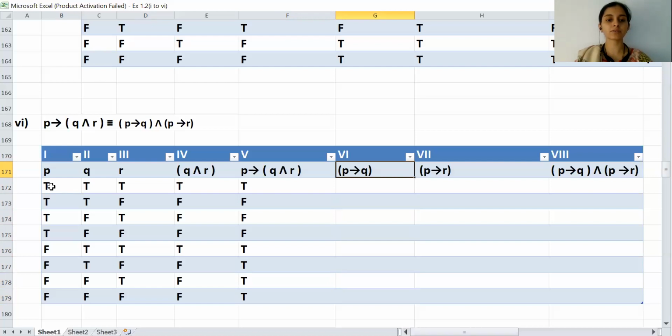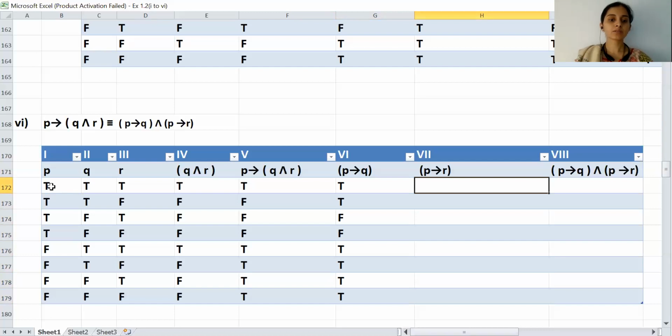Next is your right hand side first column, which will be P implies Q. So normal implication, first implies second. True implies true, true. True implies true, true. True implies false, false. True implies false, false. F implies T, true. F implies T, true. F implies F, true. And F implies F, true.